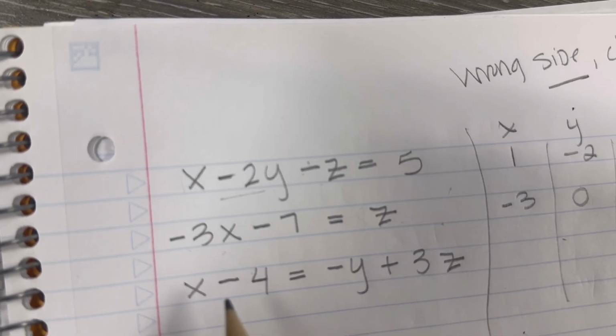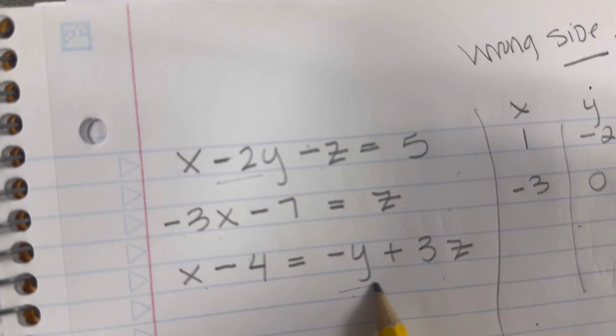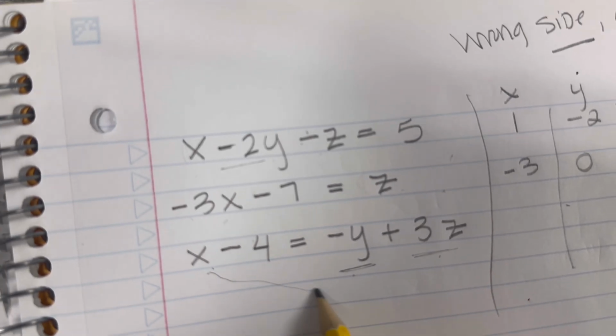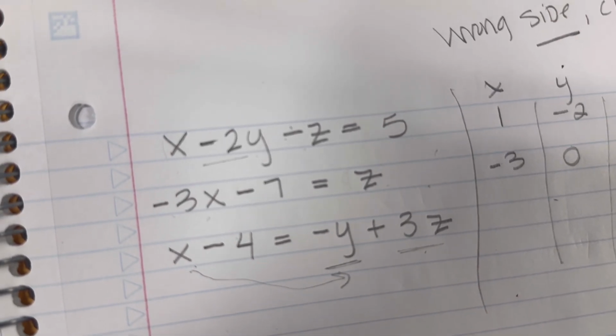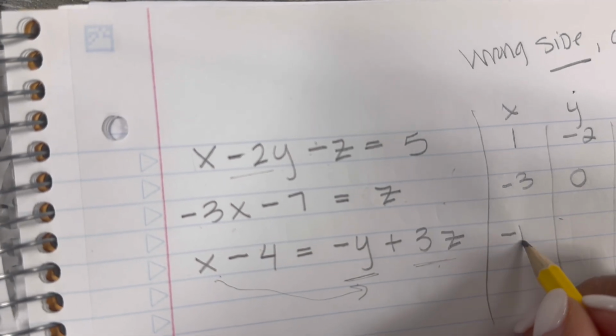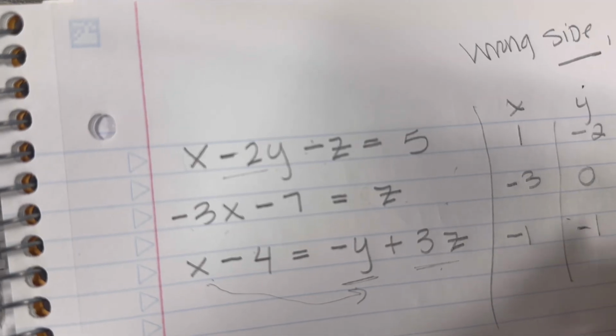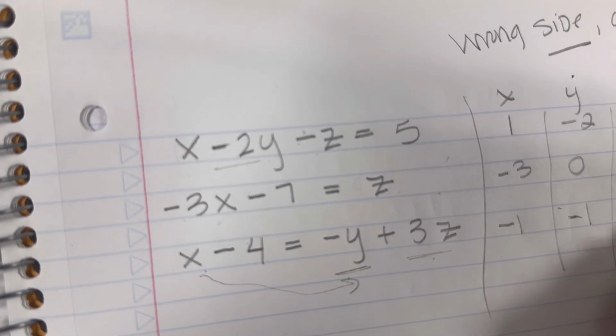It's easier to move this x. Why is that? Because you got y and z over here. So y and z is like, hey, come over here with us. You're on the wrong side. So it'll be a negative 1. It's on the wrong side. The y, negative 1. Z, positive 3.